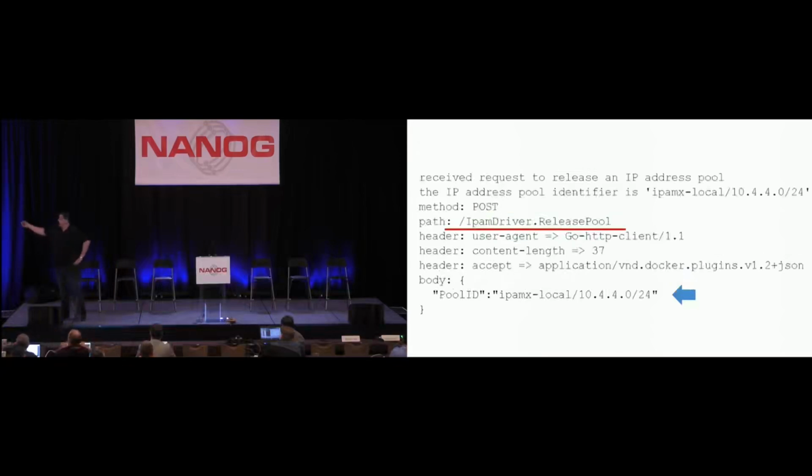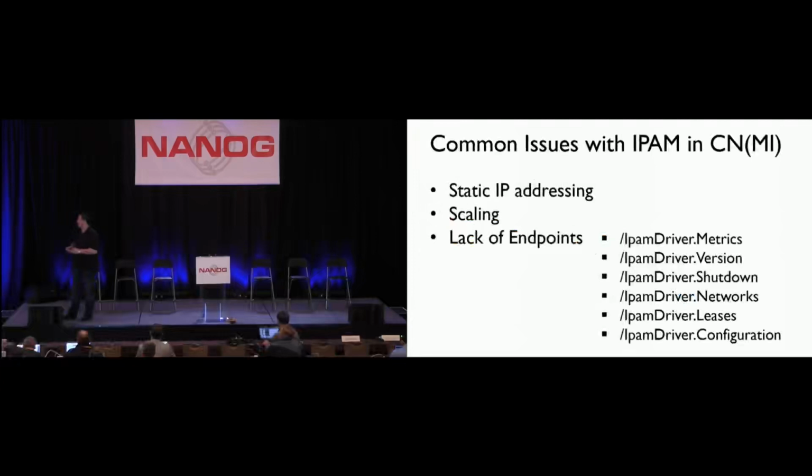And after that, you have the release pool call, which basically releases the network from the Docker instance, but also if you use a global scope for the created network, it will also remove that from the key value store.